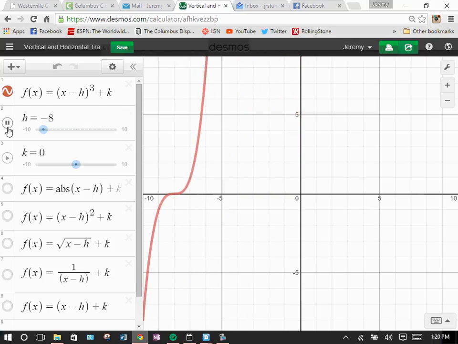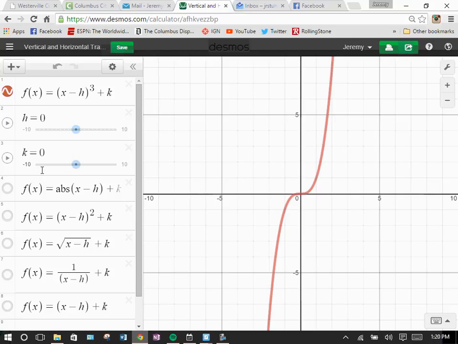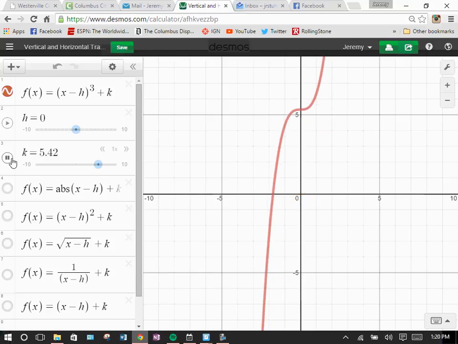You're going to keep watching it for a little bit, and then you're going to explain what happens to the graph as H is changing. Then you keep going through that. Then you're going to pause the H button while it's at H equals 0, and you're going to hit play on K equals 0, and you're going to watch what happens when K changes.